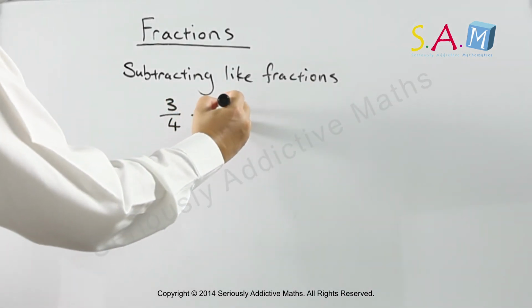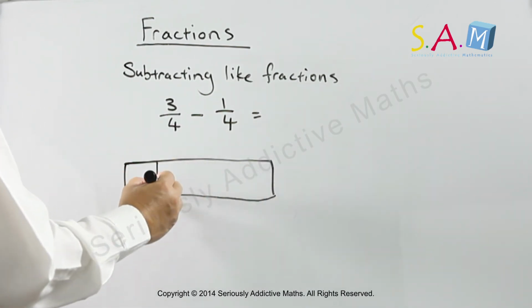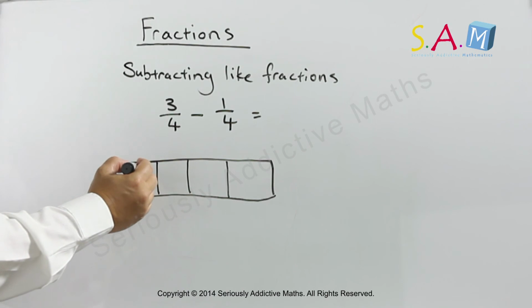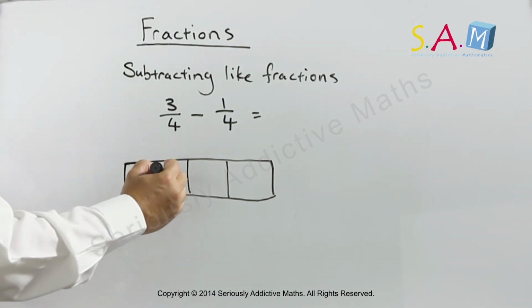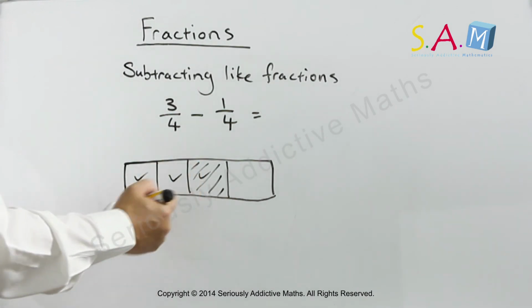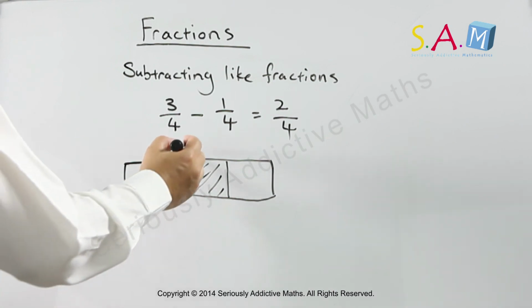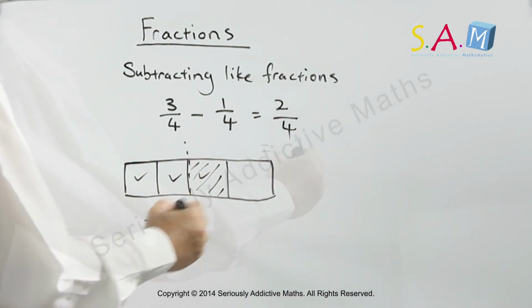3 quarters take away 1 quarter equals to. If we divide this into 4 parts, so if we have 3 quarters, 1, 2, 3, and we're going to take away 1 quarter, we have 2 out of 4. And 2 out of 4 is actually 1 out of 2.